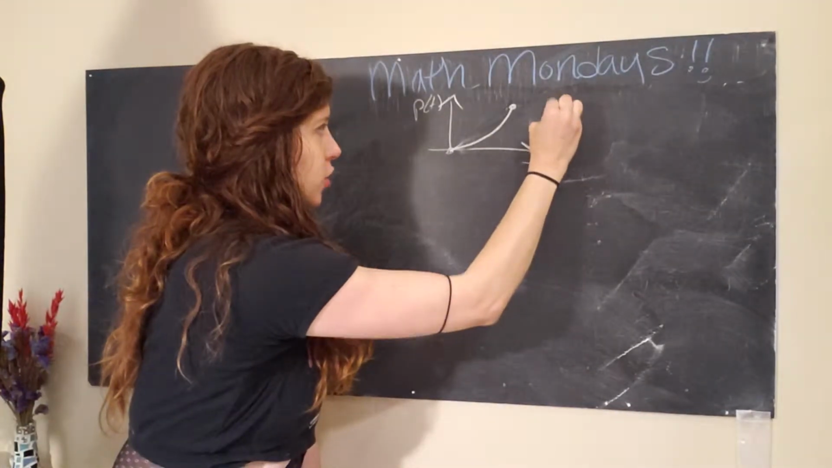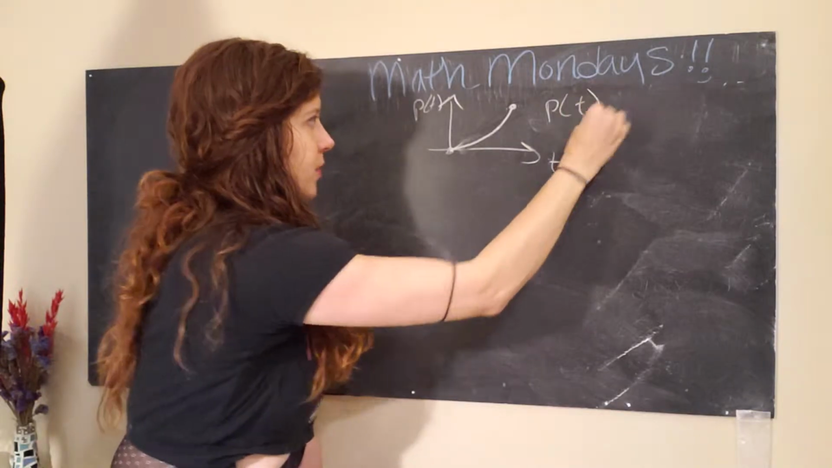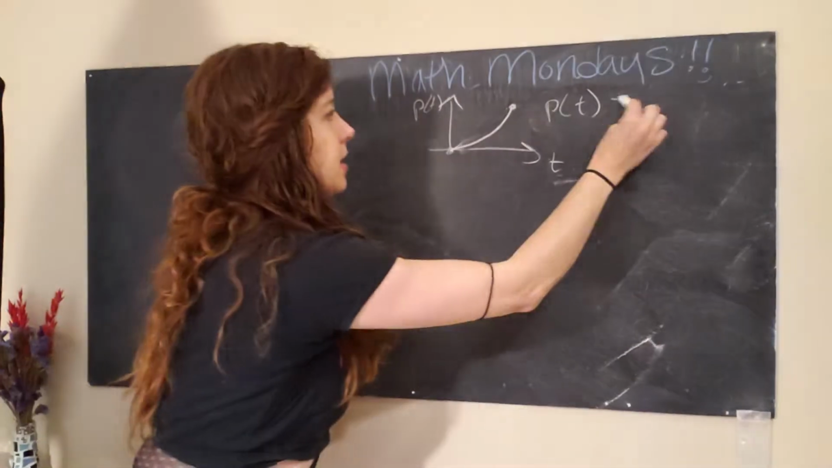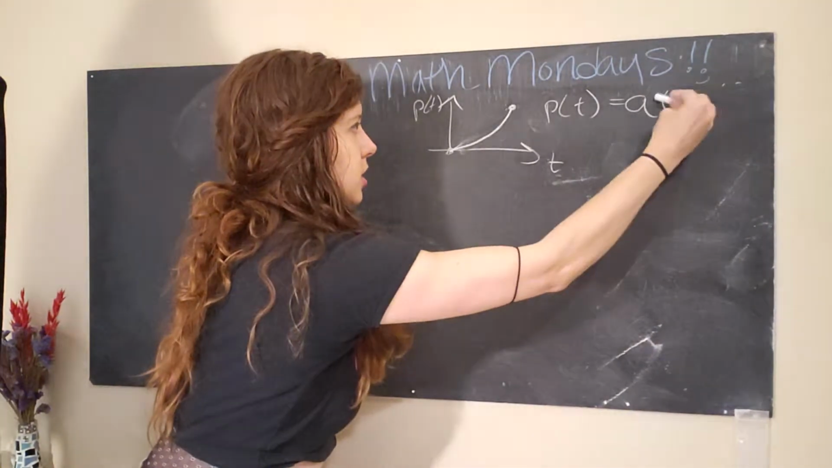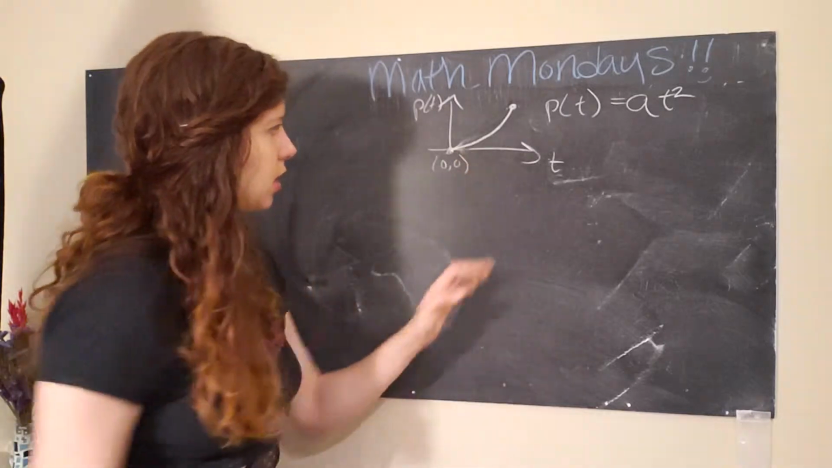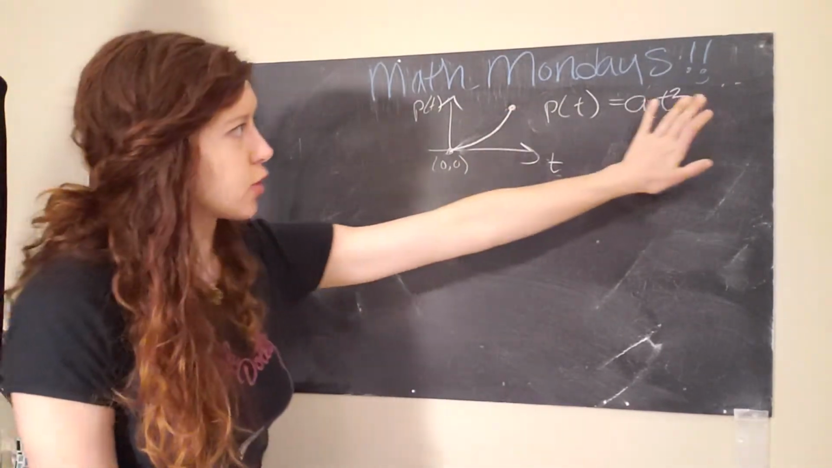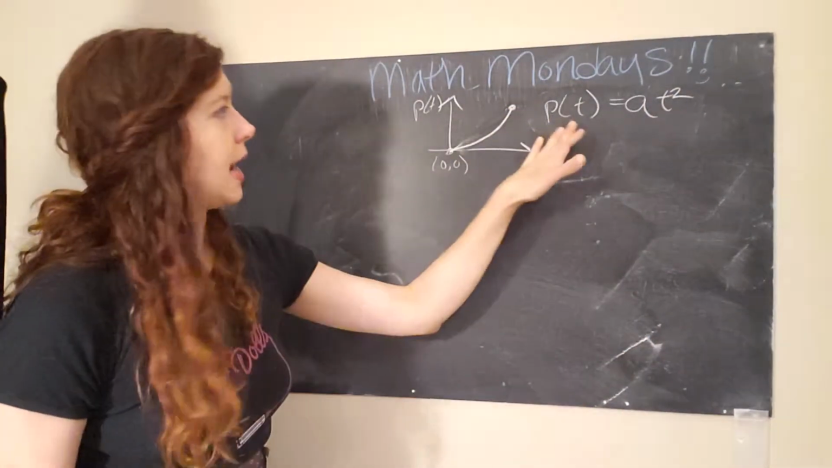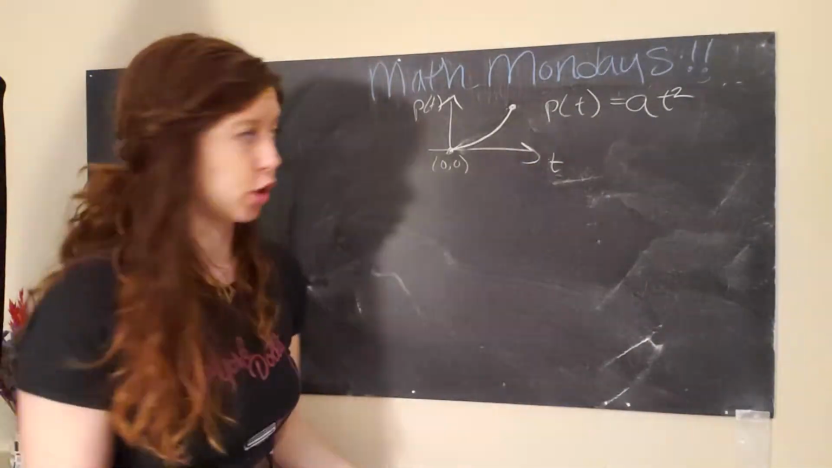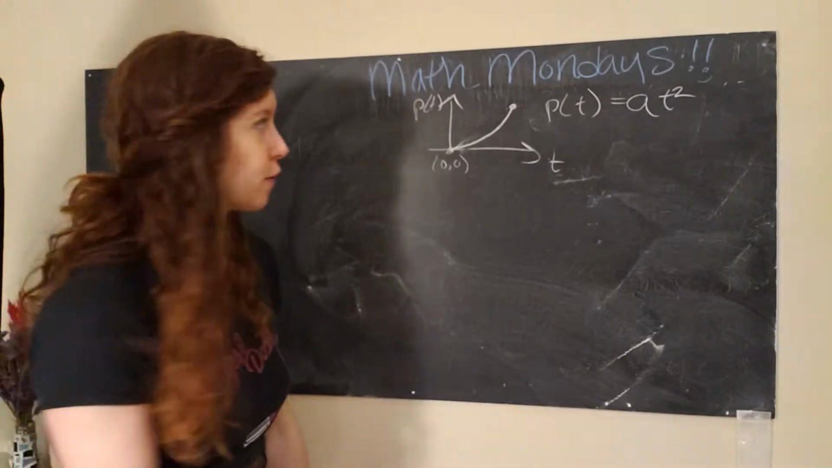So let's say that the function of my position over time is at squared. And since I'm starting at the origin, 0, 0, there's no other term there. And so now we can ask, okay, well, how is our position changing over time? To do that, we take a first derivative.